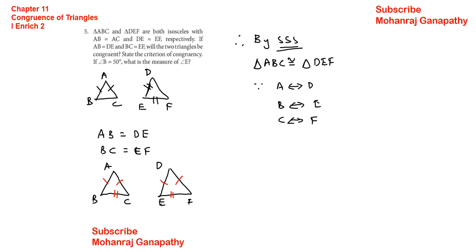If angle B is 50 degrees, what is the measure of E? 50 degrees. Since B corresponds to E, angle E is equal to 50 degrees. Angle B corresponds to angle E, therefore angle E is equal to 50 degrees.